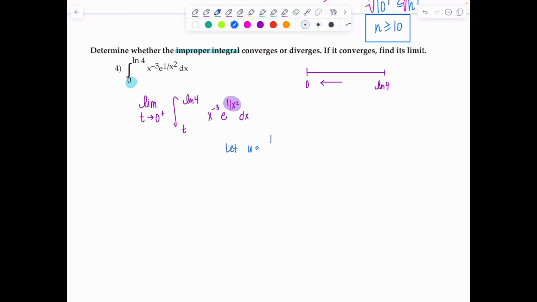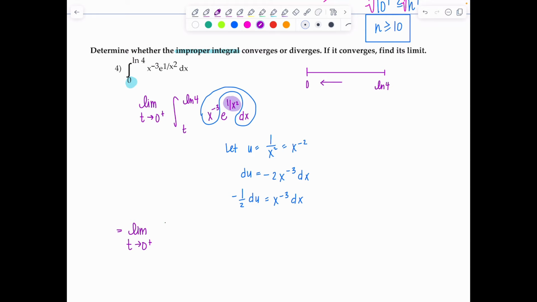Okay, so let u equal 1 over x squared, which remember, that's x to the negative second. So then du is negative 2x to the negative third dx. So let's see, we've got negative 1/2 du equals x to the negative third dx. Perfect. There's x to the negative third dx. I love it. And so we have the limit as t approaches 0 from the right.